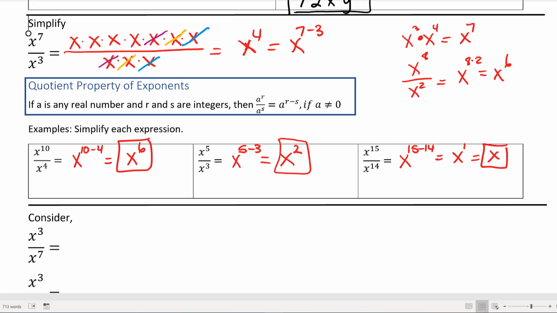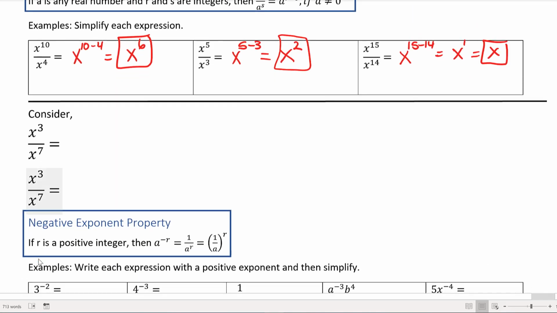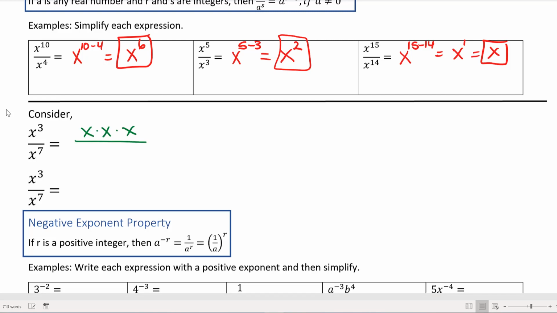Our next type of problem is very similar to our last one. We have x to the 3 over x to the 7. So it's kind of the same, but backwards, right? And you might think, oh, well, this is going to be kind of the same as the last one, but it turns out we're actually studying something a little bit different. We'll start out the same.